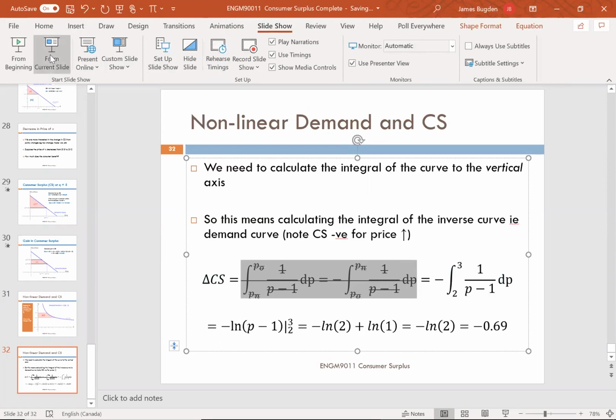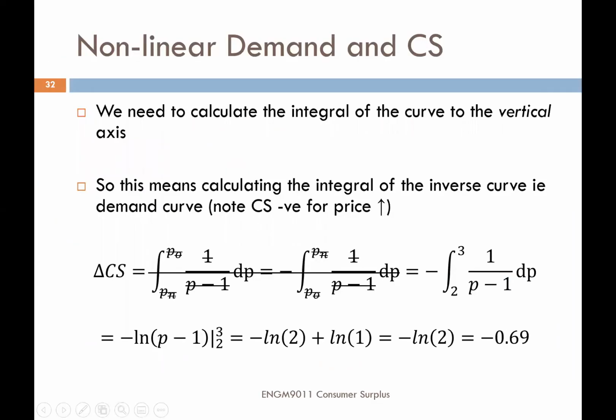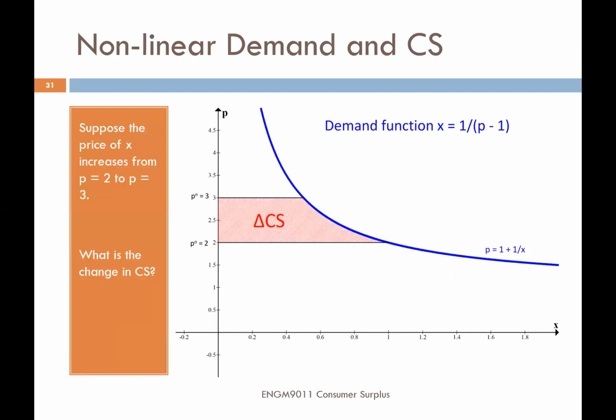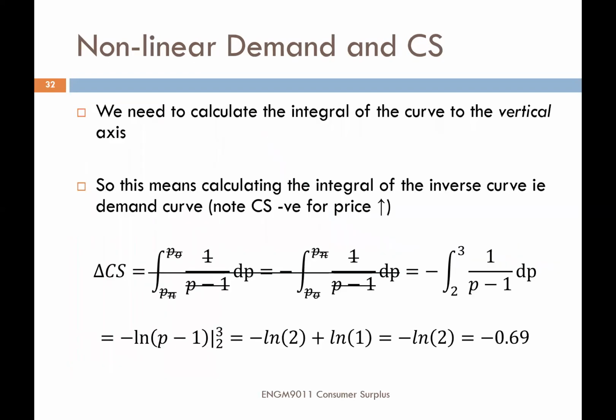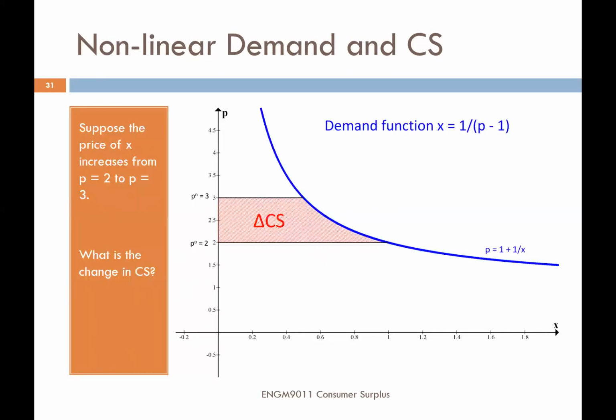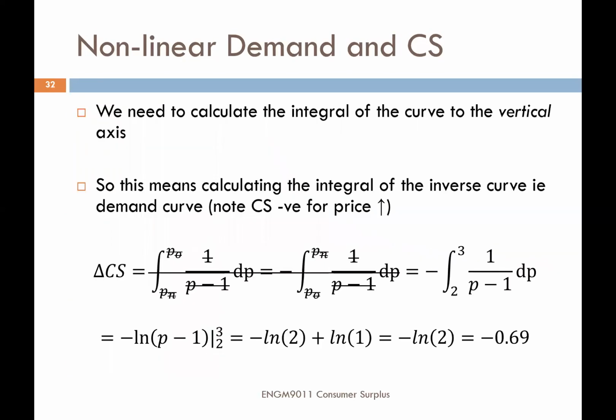The easiest way to remember this is the change in consumer surplus. If you want to calculate the change in consumer surplus, you want to take the integral of the demand function. So remember again, the demand function is 1 over P minus 1. So take the integral of 1 over P minus 1, and you want to integrate it with respect to P, so dP. And then you put the prices in there. We're going from a price of 2 to a price of 3 in this example.